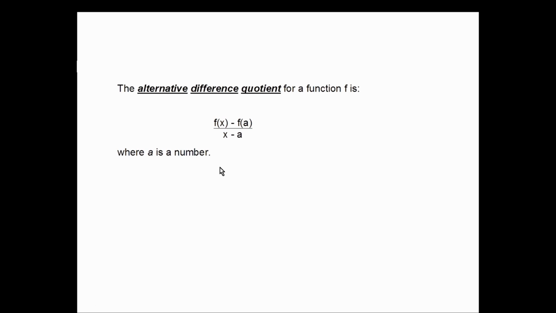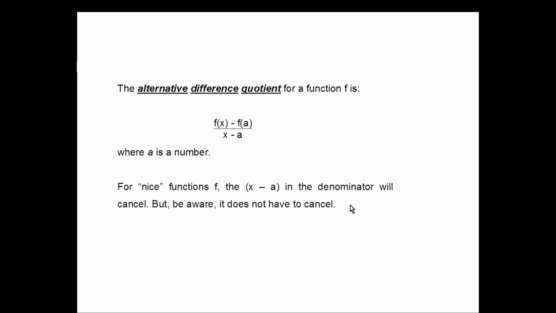Now just like the absolute value didn't do anything in terms of having the h cancel, absolute value won't have the x minus a cancel either. So remember, the alternative difference quotient is f of x minus f of a over x minus a, and a is going to be a number. So for nice functions f, the x minus a in the denominator will cancel. But again, be aware, it does not have to cancel, just like the h's in the regular difference quotient.